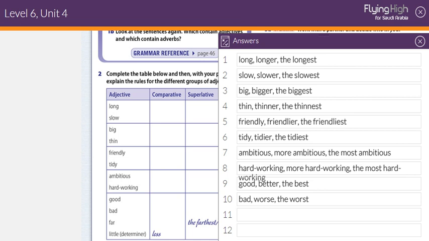Far. When we use comparative, we use farther or further. And the superlative, we use the farthest or the furthest. And the last adjective here is little. The comparative of little is less, and the superlative is the least.